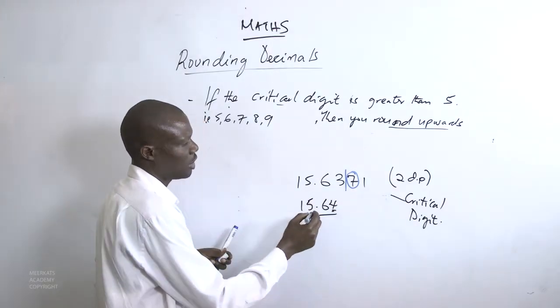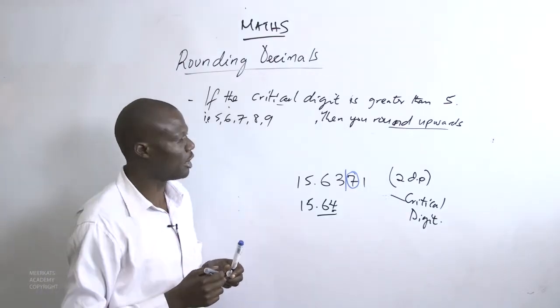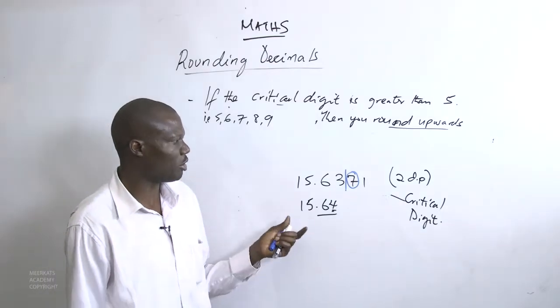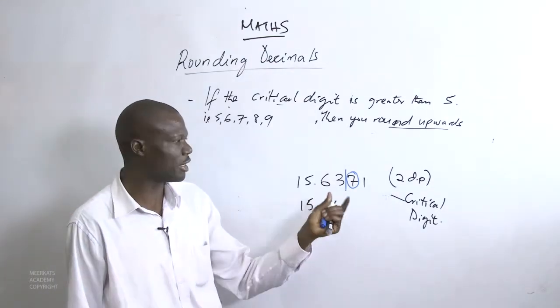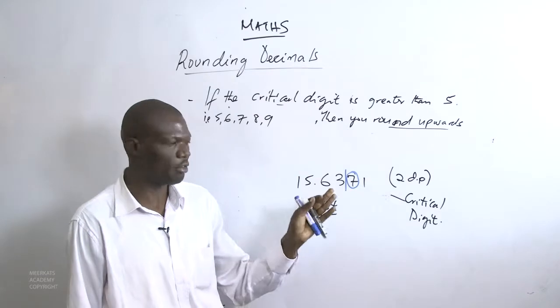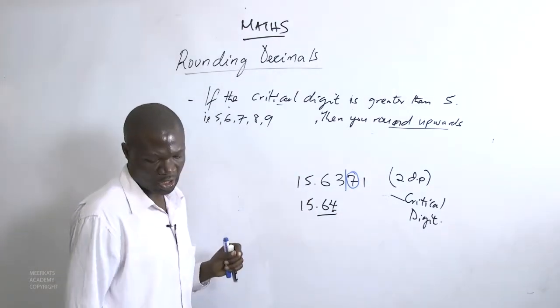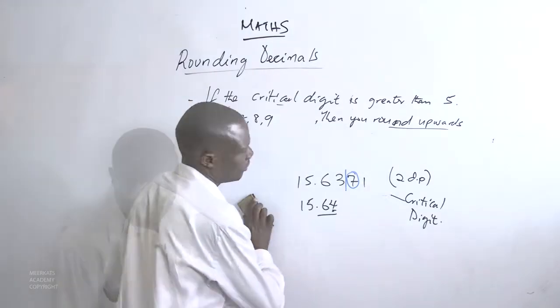So you'll notice that 3 has been rounded upwards. So anytime you're rounding off, any other decimals that existed in the original figure are left out. We only consider the ones that we have. Let us look at a few examples.